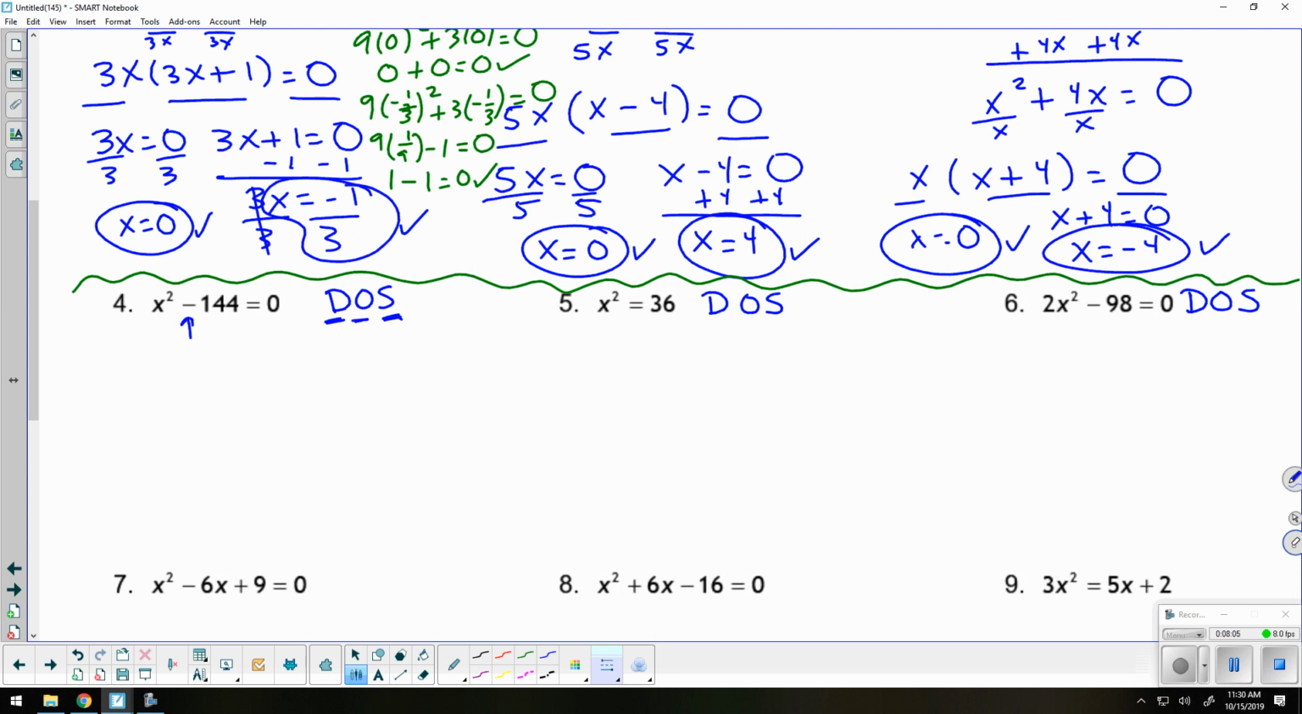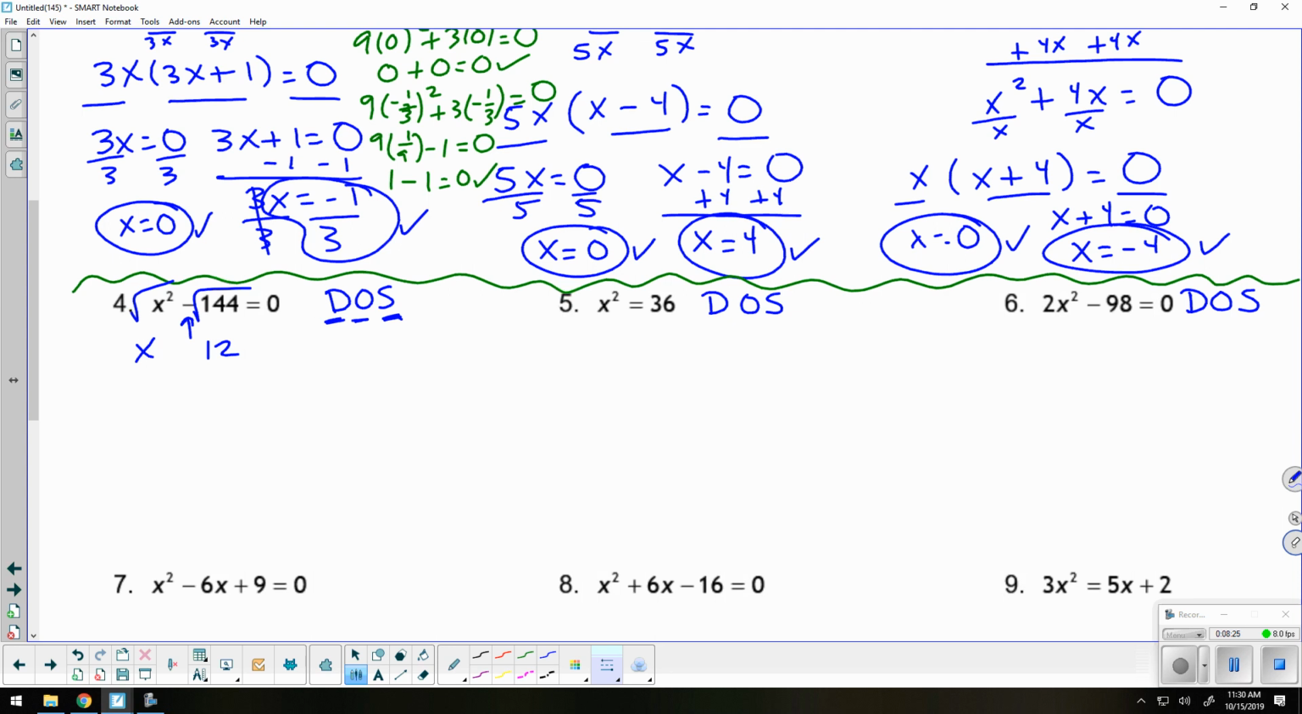Squares meaning these are perfect squares. So x squared is a perfect square, so is 144. That means you could take the square root of each one. You could take the square root of x squared, and you could also take the square root of 144. The square root of x squared is x. The square root of 144 is 12, because 12 times 12 is 144.